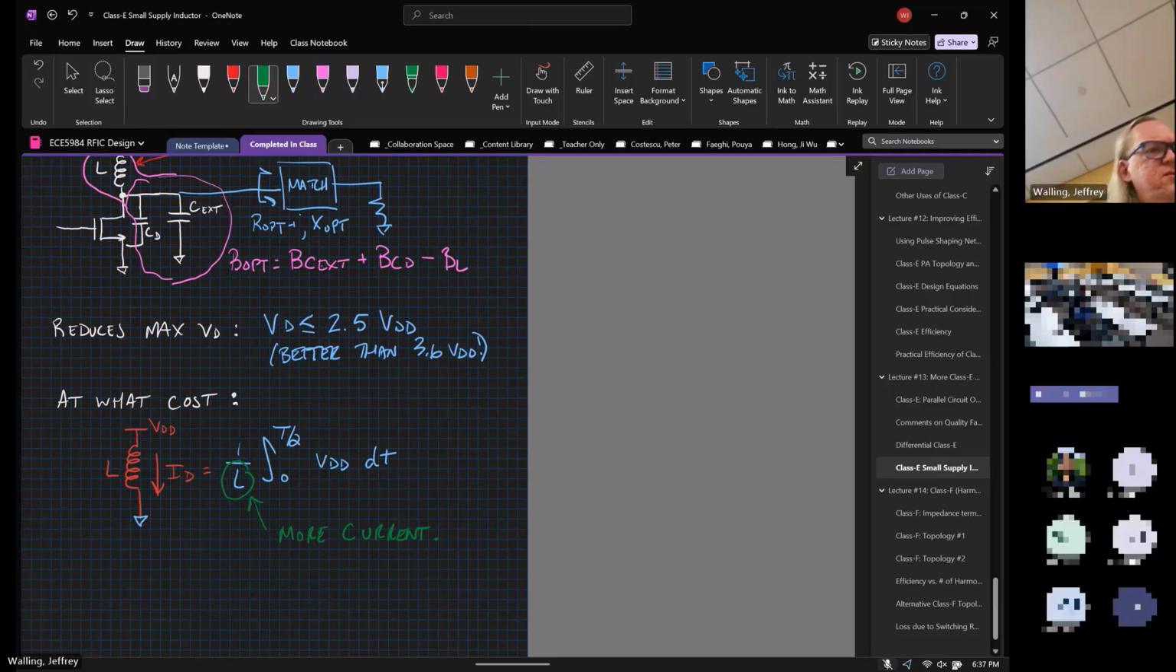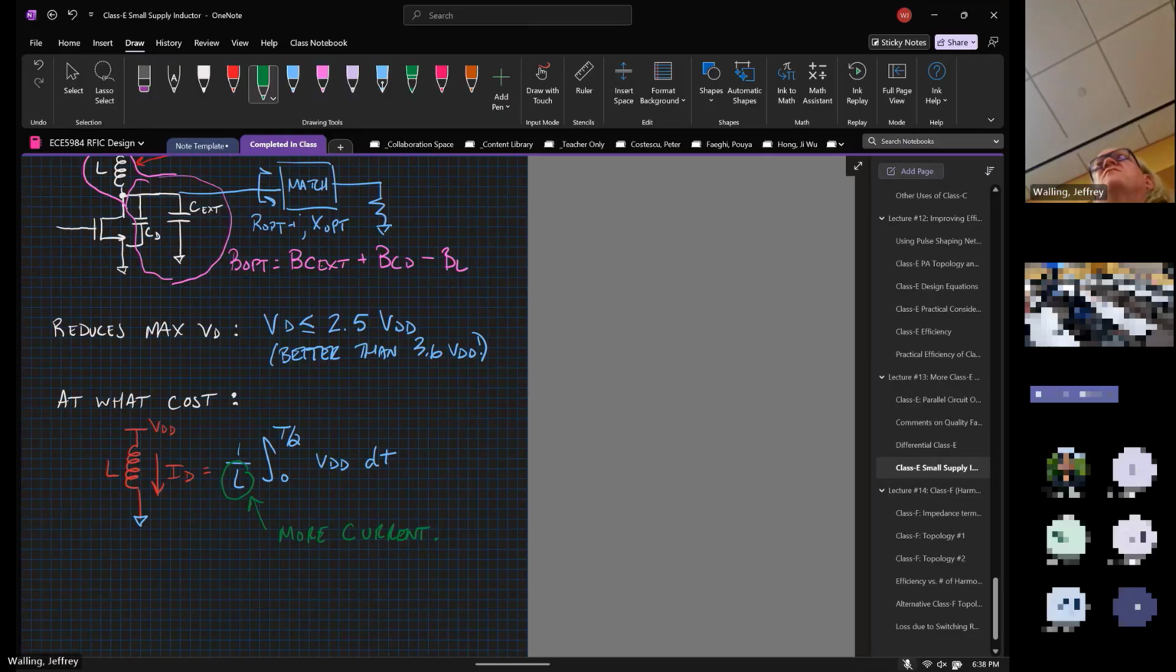Okay, let's see. I think we will go ahead and stop there for the day. I'm going to start a new topology of switching amplifier tomorrow, and then next week we'll do another one. There are three primary topologies of switching amplifier: class D, class E, and class F. D is maybe the simplest one. We're going to save that for last. I'll do class F first.